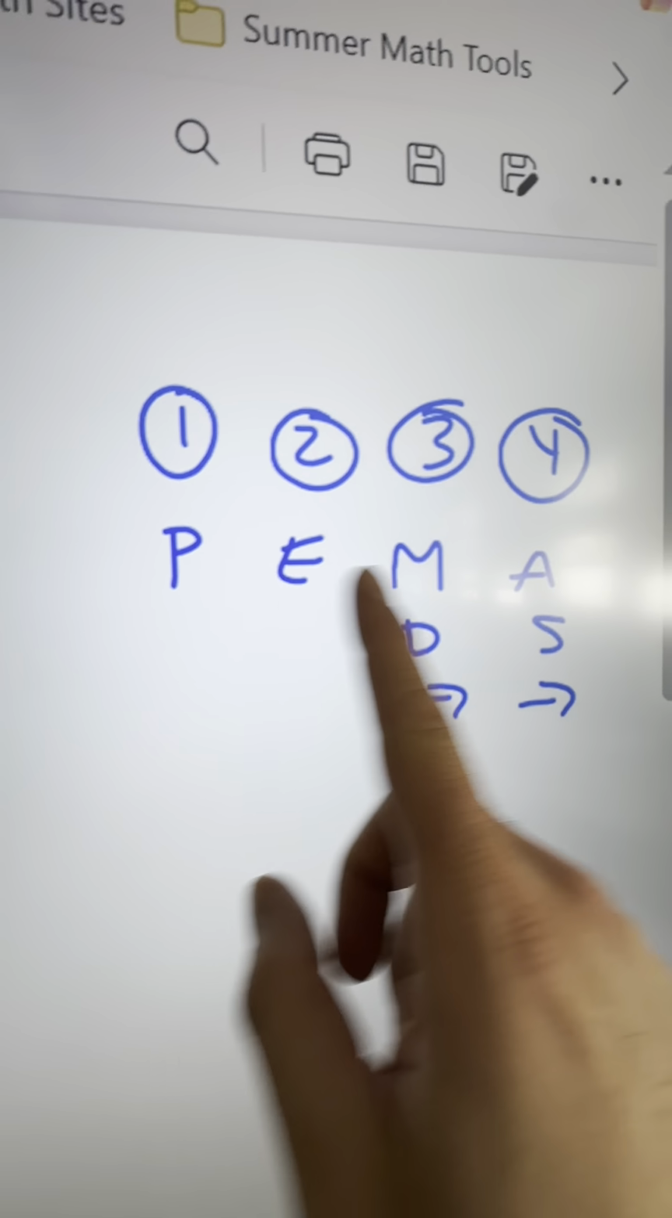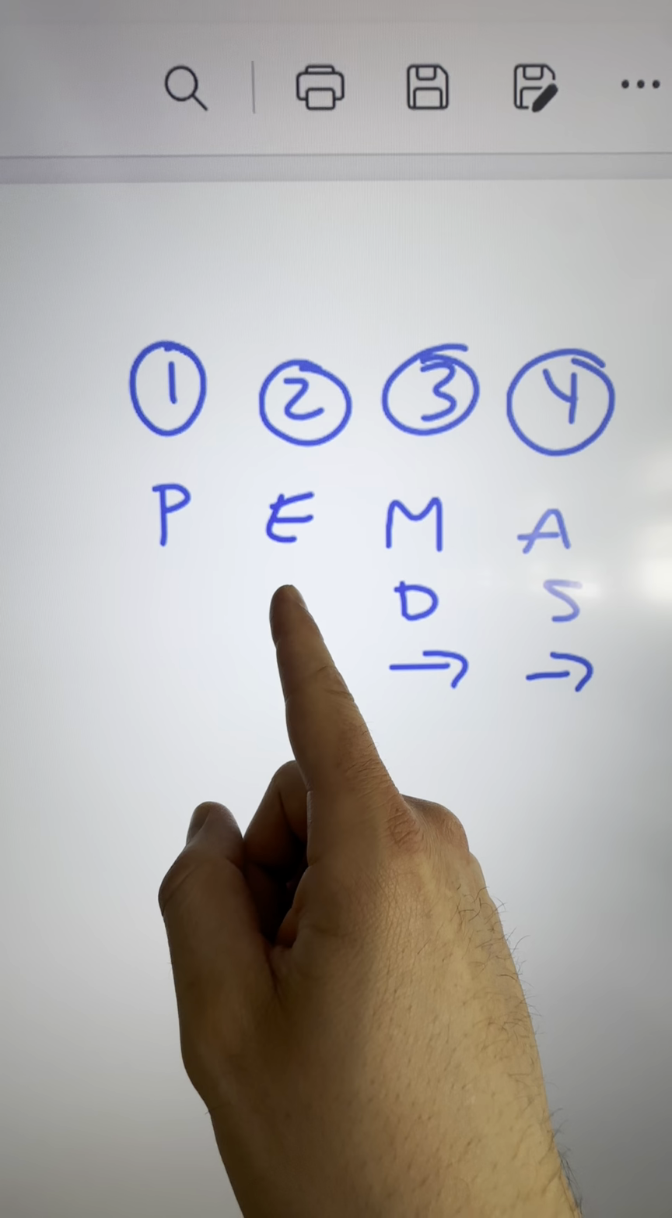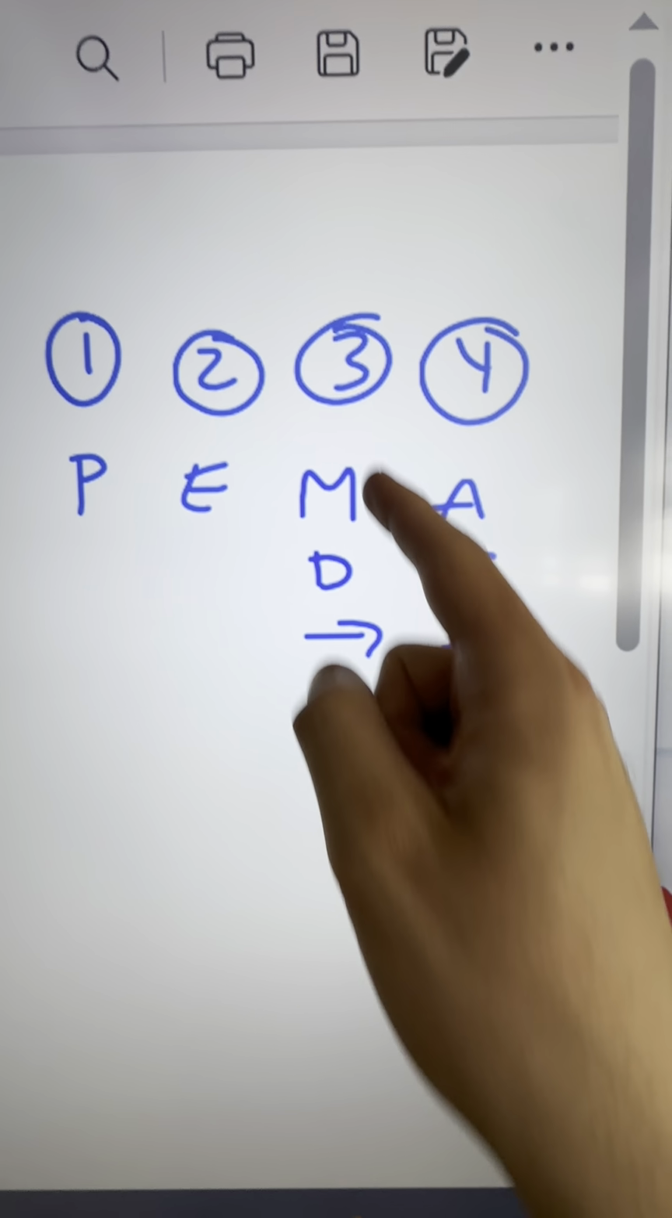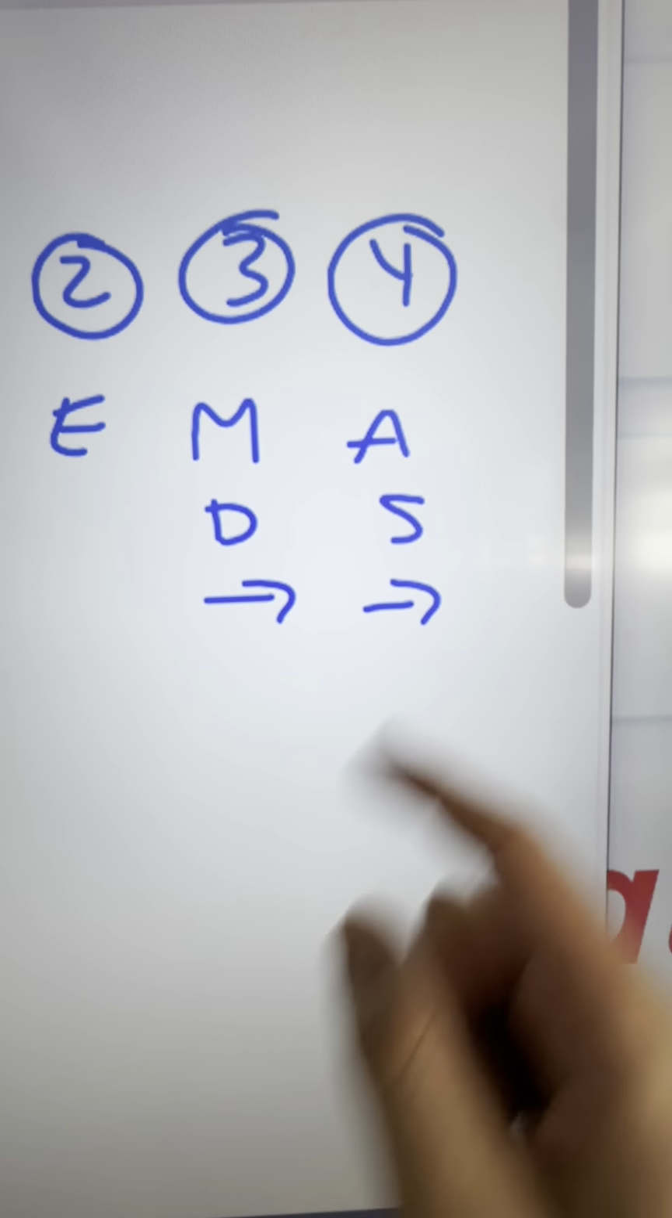So we're going to be applying this right here, these 4 steps. Parentheses is step 1, exponents is step 2, step 3 is multiplying and then dividing from left to right, and step 4 is adding and subtracting from left to right.